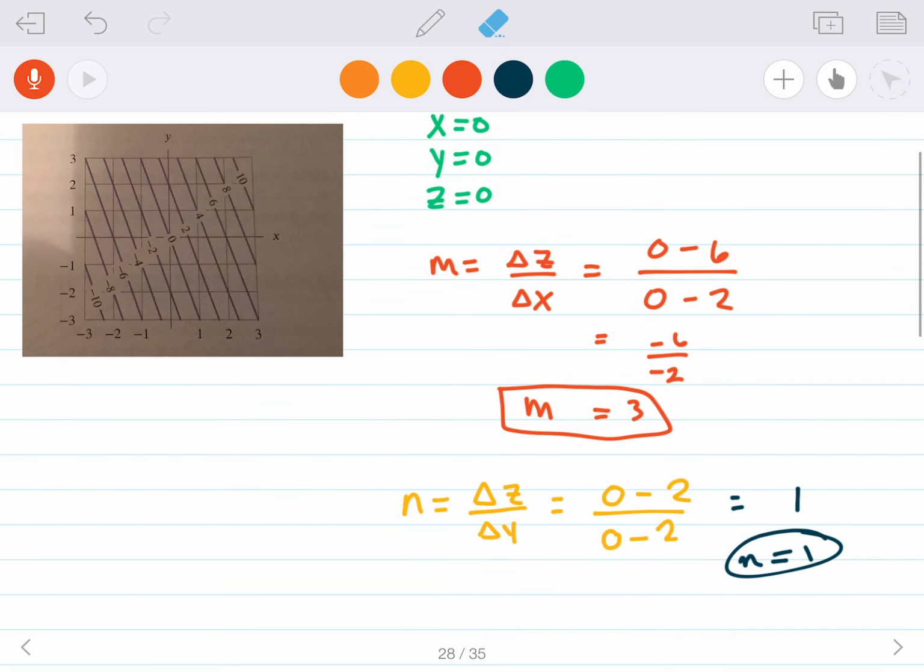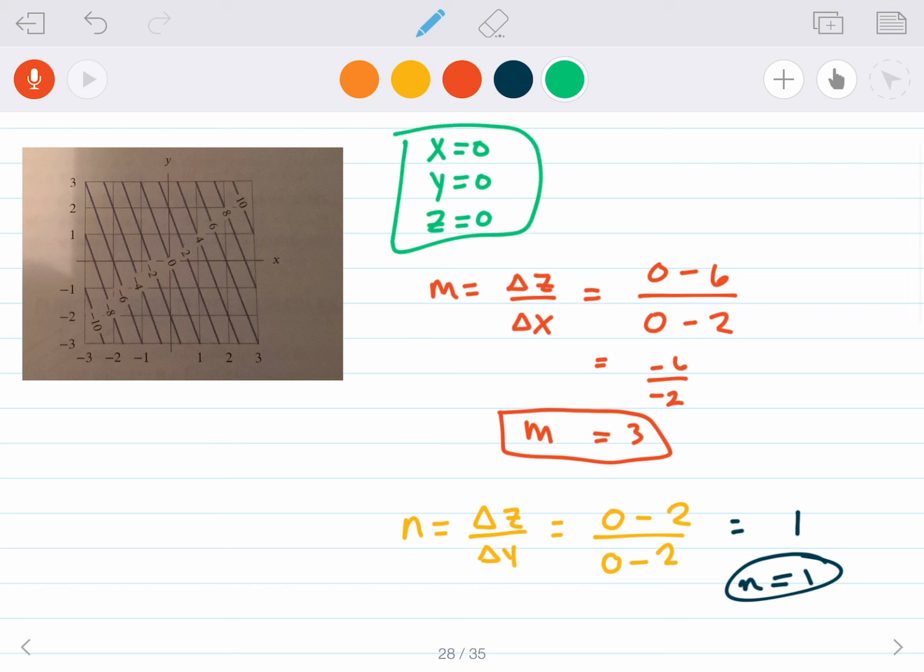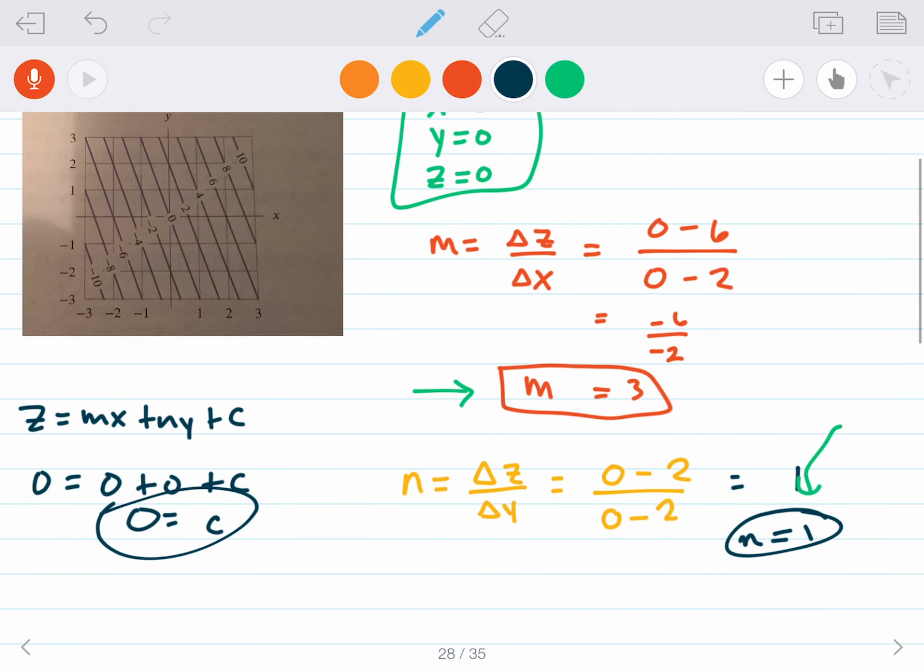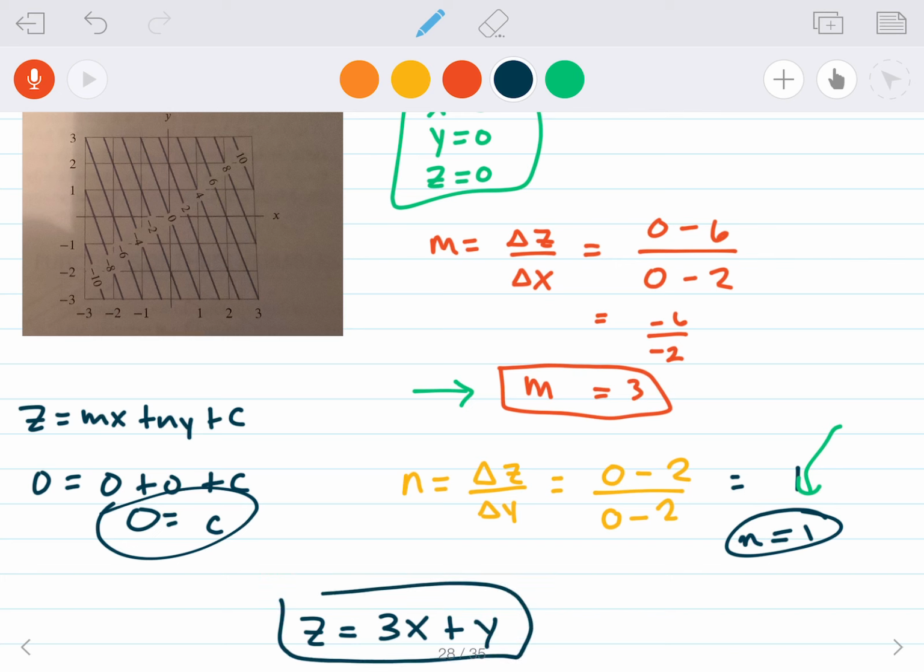And what is c? Well, we can find c using this point right here, this m, and this n. So our basic equation is z equals mx plus ny plus c. Subbing in x, y, and z equals 0, I get 0 equals 0 plus 0 plus c, and so c is equal to 0. Excellent. So our final answer is z equals 3x plus 1 times y plus 0, and that is our equation.